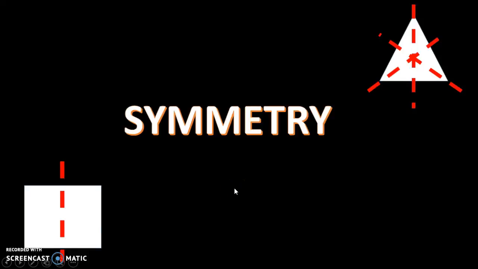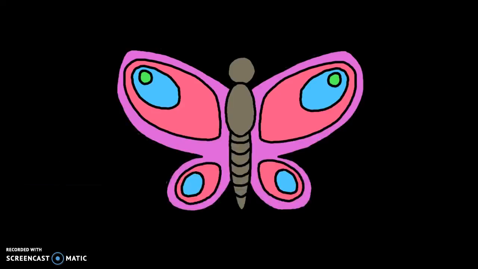Today we will be learning about symmetry. Take a look at this butterfly. What do you notice about this butterfly? What shape are its wings? What colors do you see? Is the top of the wings similar to the bottom of the wings?